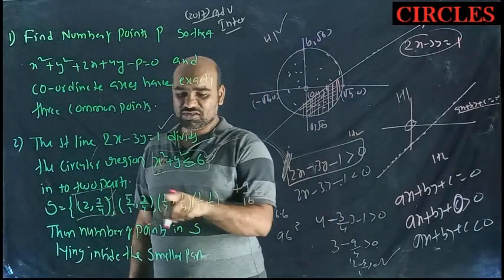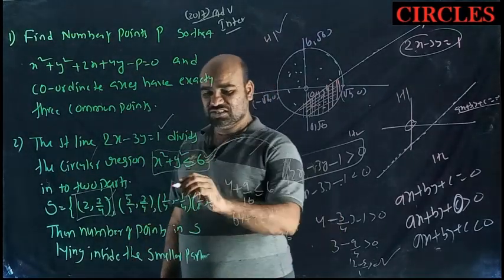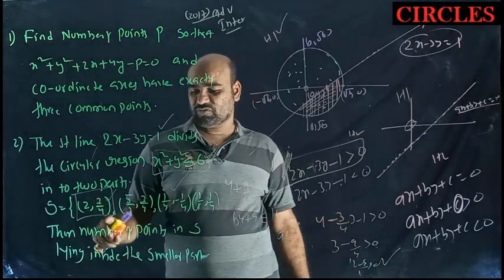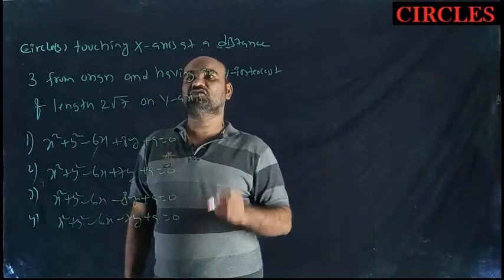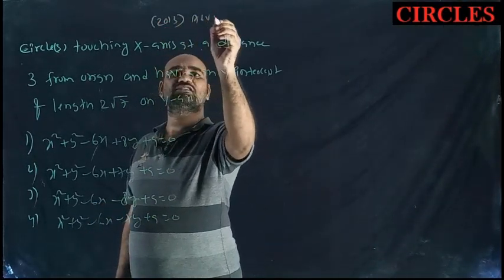Like that, we need to check the remaining three also. According to the answer, this is satisfying. So I can say there are 2 points: one is 2 comma 3 by 4, another is 1 by 4 comma minus 1 by 4. Okay, students. Next question. This is a 2013 advanced multi-type question.